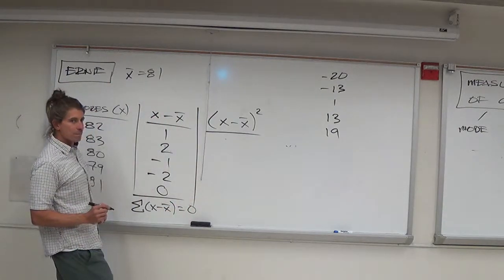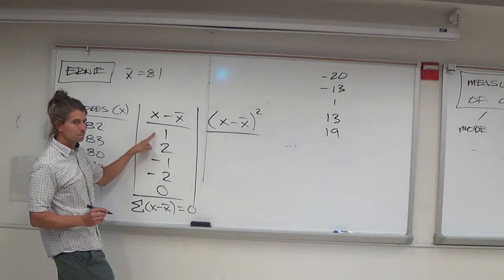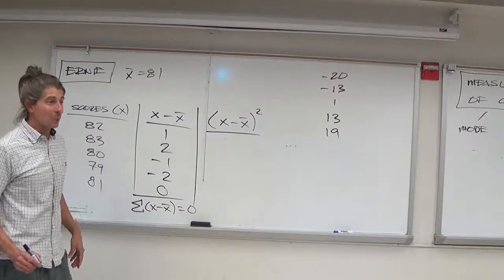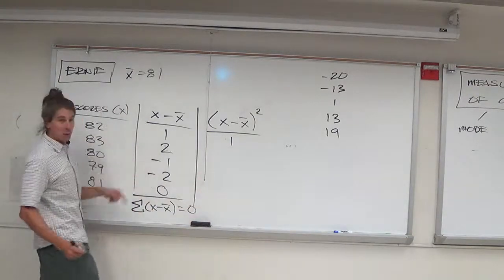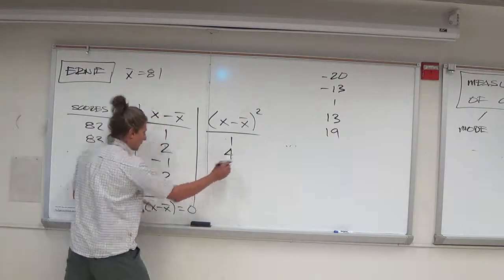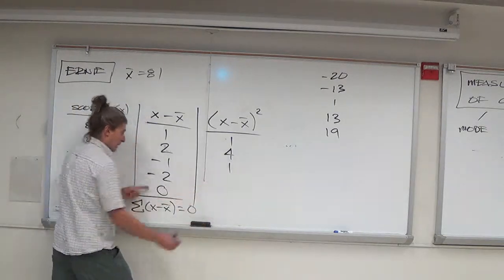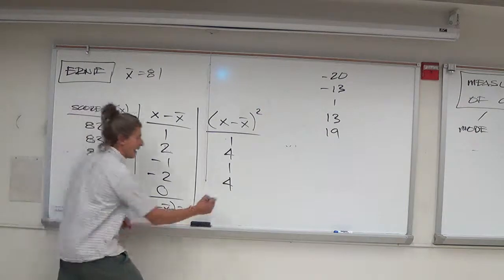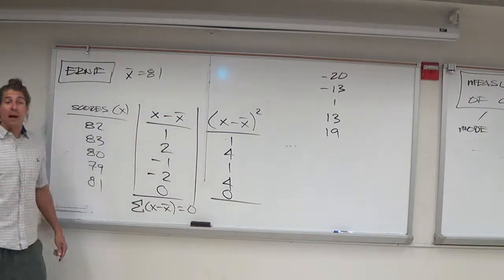Okay, shall we? 1 squared? It's a tricky question at 11:15. You're probably all ready for lunch. 1 squared is 1. 2 squared? There we go, we're getting warmed up now. Negative 1 squared? 1. Negative 2 squared? 4. 0 squared? Aha!